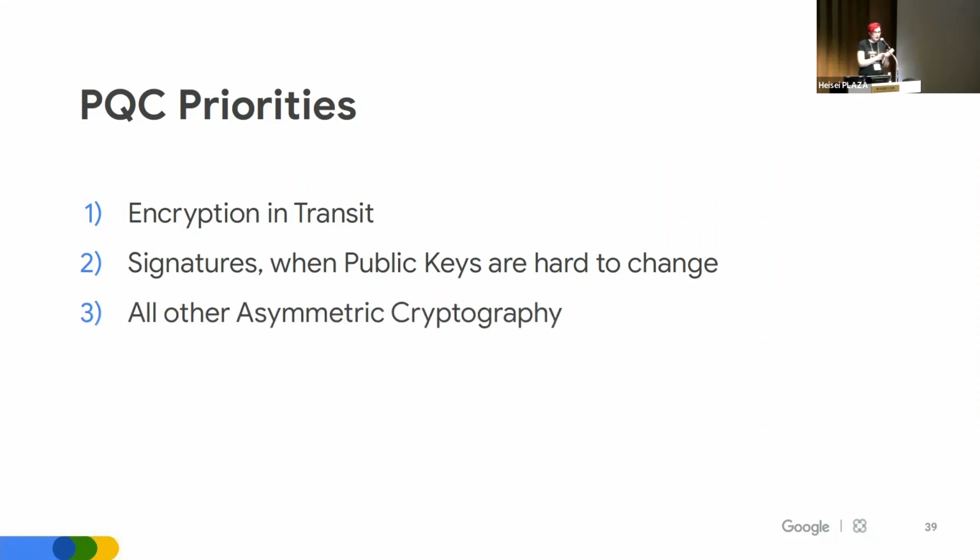The rest of it is all other asymmetric cryptography, mostly meaning signature schemes. Signature schemes are not as vulnerable to these store now decrypt later attacks because I can just change the scheme when the quantum computer arrives. We also cannot forget about the other primitives, the more fancy asymmetric cryptography. We will see some other talks about this topic later.